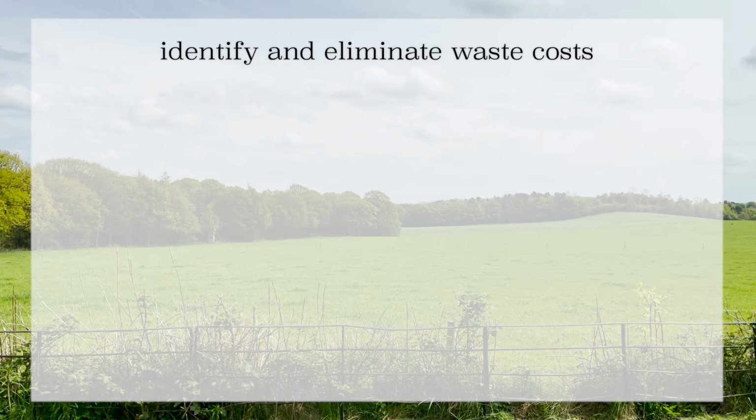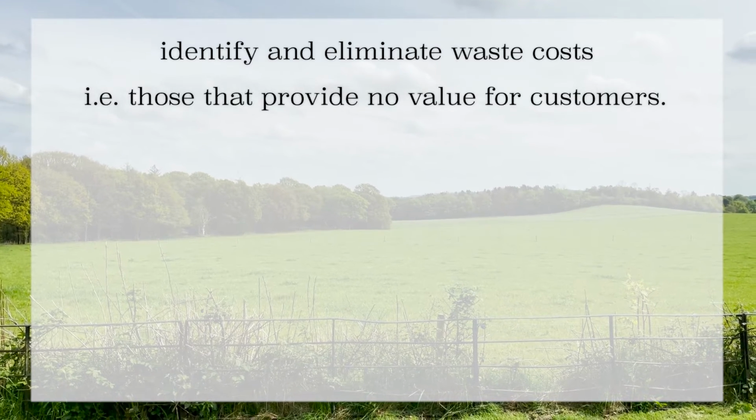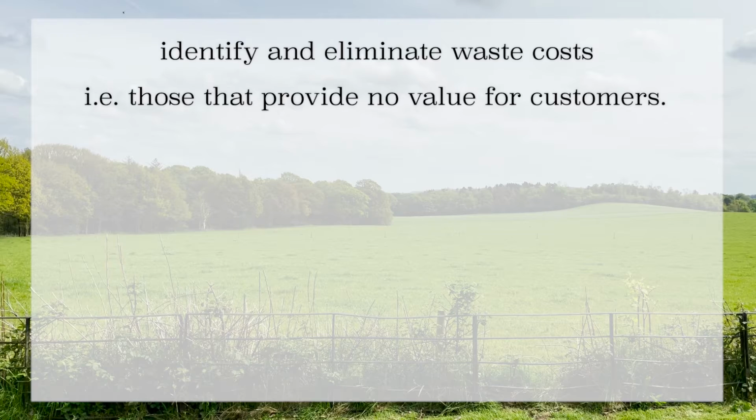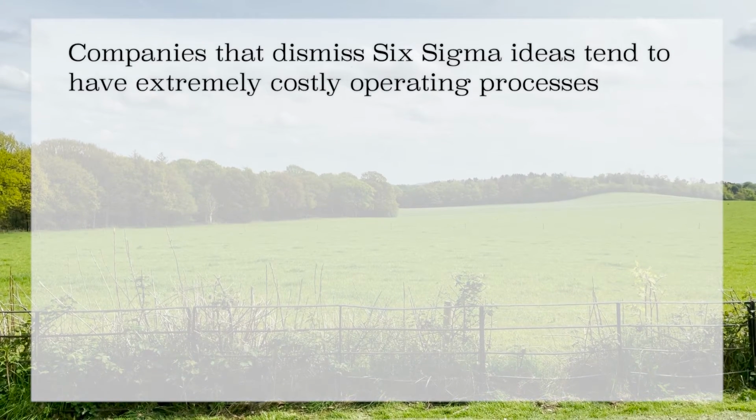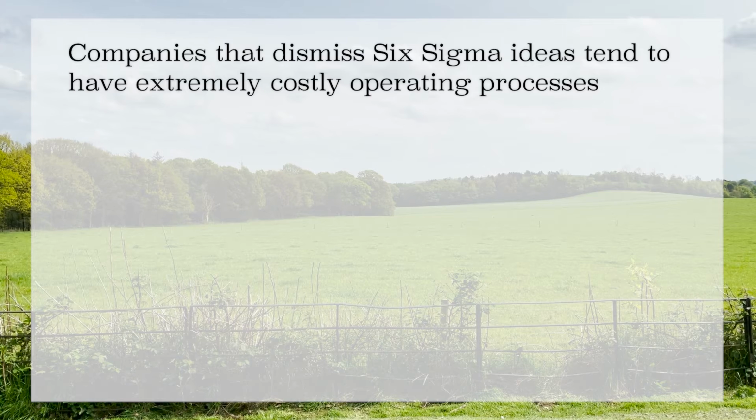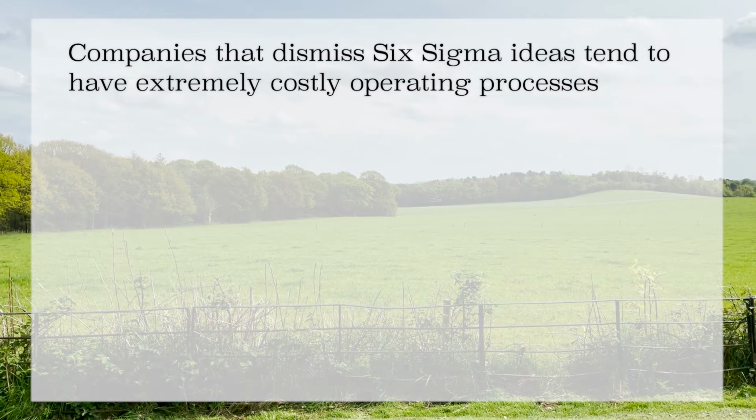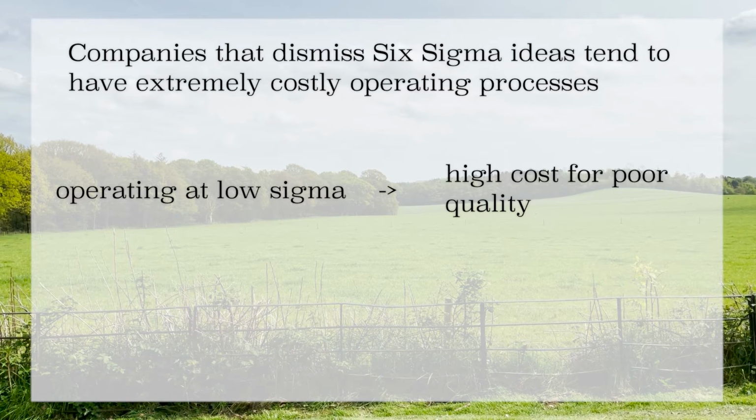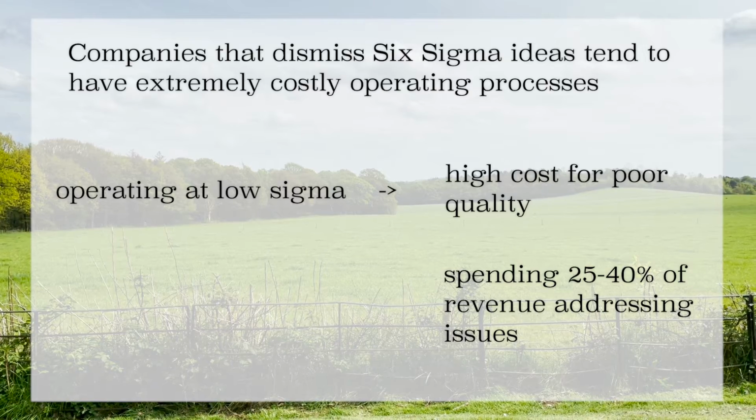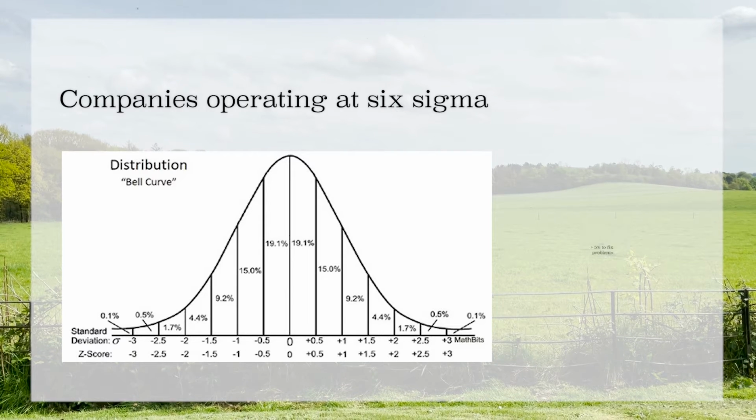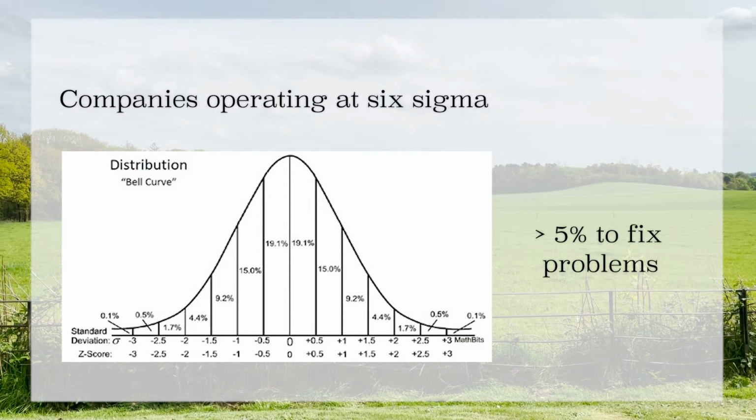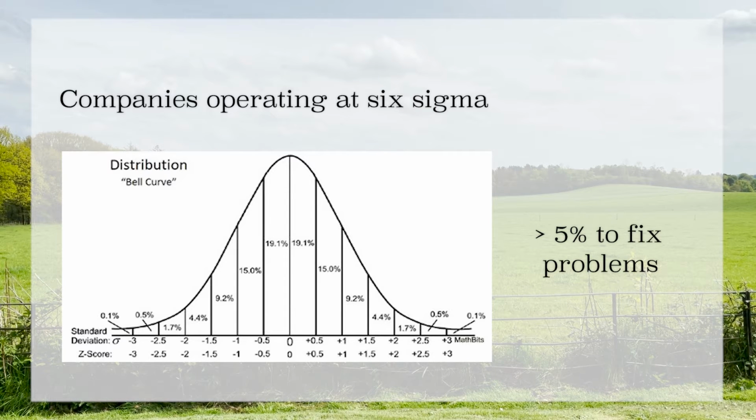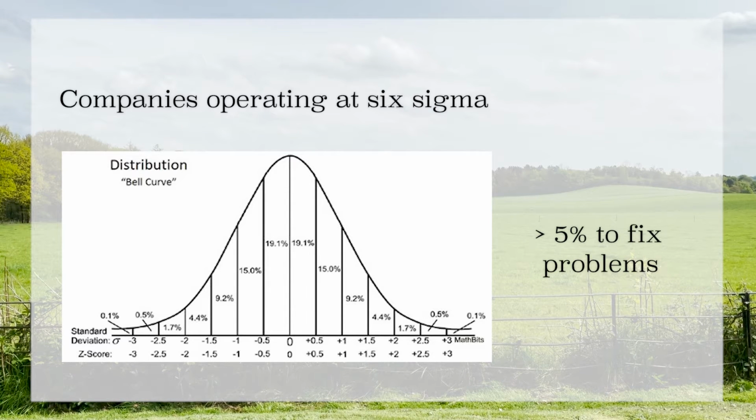Six Sigma's effectiveness comes from its ability to identify and eliminate waste costs, i.e., those that provide no value for customers. Unlike Motorola, companies that dismiss Six Sigma ideas tend to have extremely costly operating processes. For those operating at low sigma, the cost of poor quality tends to be high, often spending 25 to 40% of their revenues addressing issues. Companies operating at Six Sigma, however, typically expend less than 5% to fix problems. This has saved companies like General Electric between $8 billion and $12 billion annually.